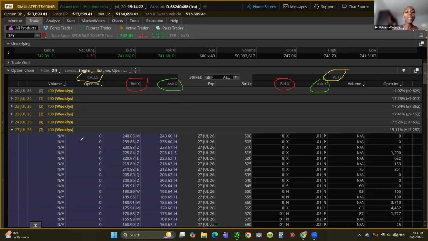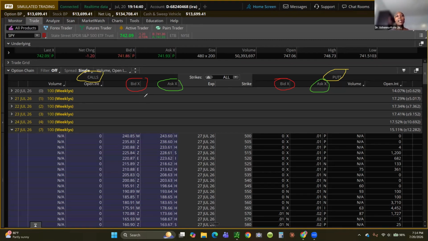The calls are on the left side of the option chain. The puts are on the right side of the option chain. I circled those in yellow. Then where you buy at is called the ask price. I circled those in green. Where you sell at is the bid price. I circled those in red.